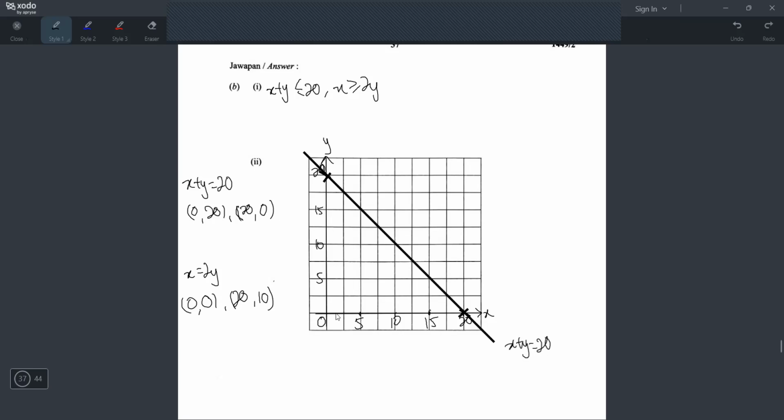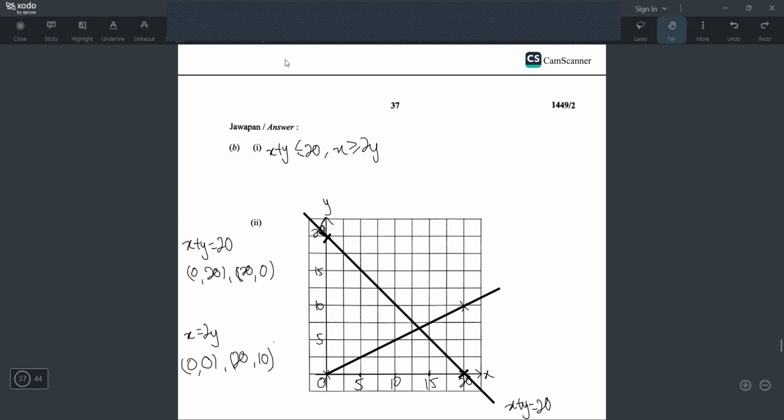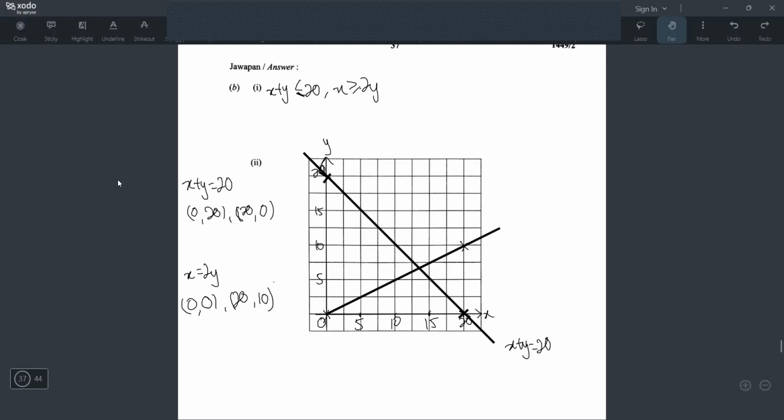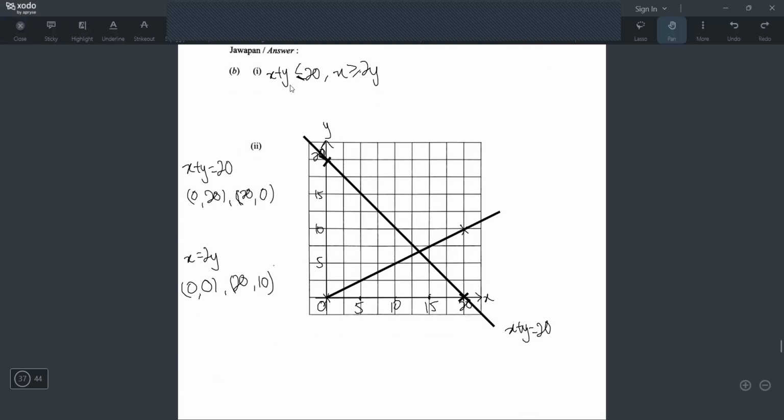Next one is 0, 0, 20, 10. So 20, 10 is here. And same thing, use a ruler, join them. Okay, sometimes we have to use dotted line. When will we use dotted line? When the inequality doesn't have the line below it, then we have to use dotted line. But since both inequalities here have the line below, it means they are both solid lines. So this is how a solid line looks, all right?